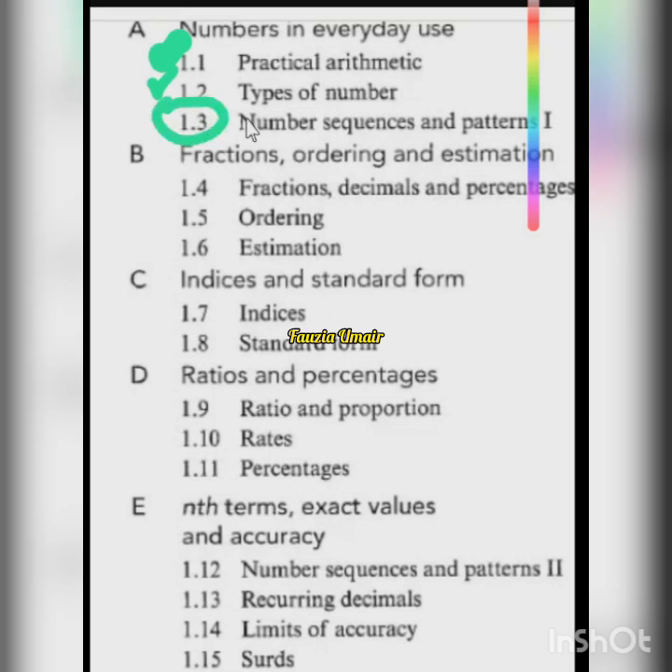और अगर आप नीचे देखें तो fractions, decimal, percentages we have done, ordering we have done, ठीक है, estimation we have done. So we are left with number sequences and patterns from this part, and then comes indices and standard form. This percentage we have already done. So we will use these two, ratio and rates, we will do in the coming weeks.